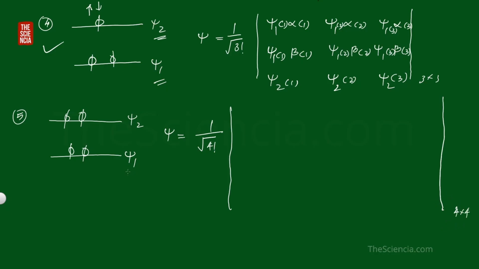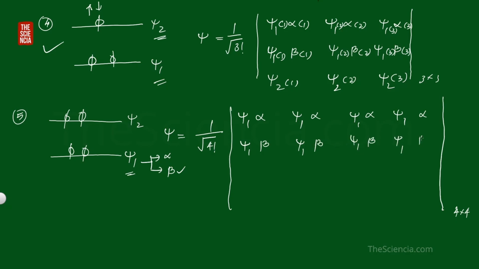Now, first we are considering the state whose space part is psi 1. The particles in the psi 1 state can occupy two states, either upspin or downspin, right? So first is the upspin case: psi 1 upspin, psi 1 upspin, psi 1 upspin. Now the particle can also be in downspin, that is psi 1 downspin, psi 1 downspin, psi 1 downspin, psi 1 downspin.